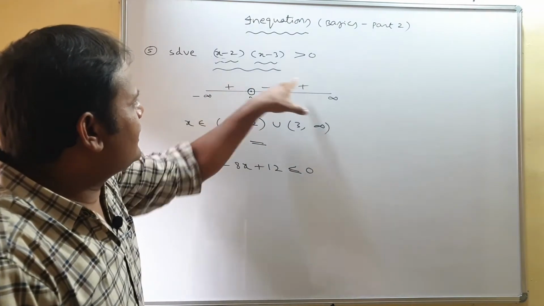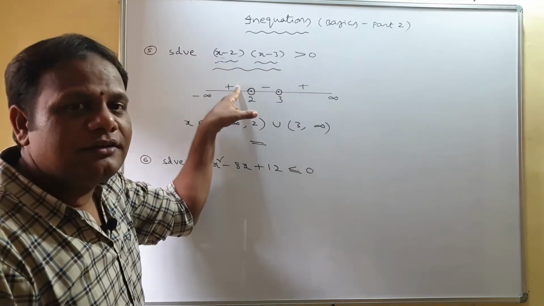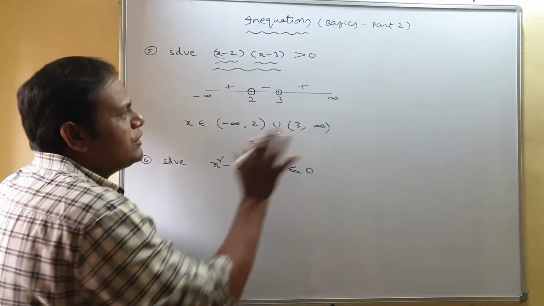Alternatively you change the signs. So here plus, so minus. Next plus. That's all. Then you give the answer.